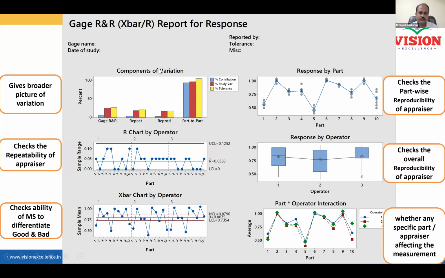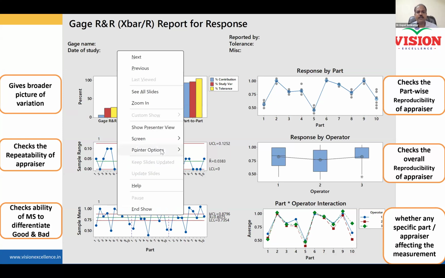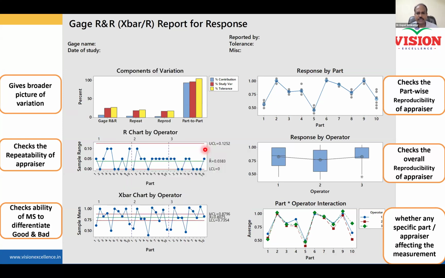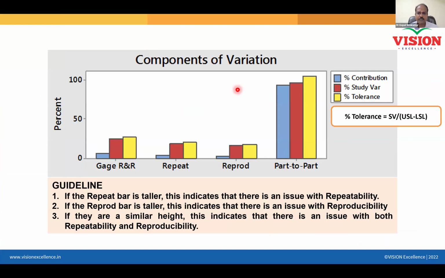Okay. So each graph can give you a piece of useful information using which you can understand where exactly your measurement system is going wrong. Whether any particular operator is troubling you or any particular part is troubling you, right? And you will be able to understand whether repeatability is the issue or reproducibility is the issue, which is dominating. So look at the first graph.